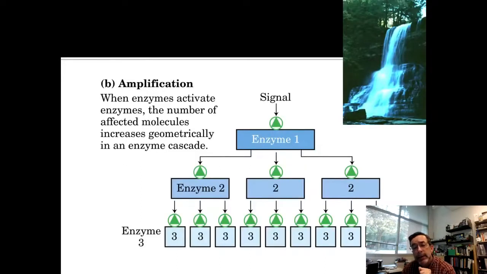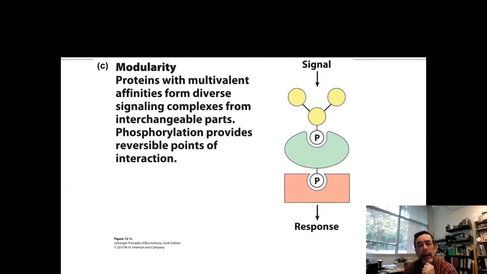The idea is that if the green triangle is a phosphate group, the signal causes a phosphate group to be put on enzyme 1. You have 3 more phosphate groups put on enzyme 2. Then you have 9 on enzyme 3. Amplification and modularity go together. The idea of phosphorylation being a signaling molecule is itself an idea of modularity, because you can take that signaling cascade and you can evolve it to be slightly different in another type of cell. It's still dependent on phosphorylation. What's different is the proteins. And so the phosphorylation, in a sense, is an interchangeable part.